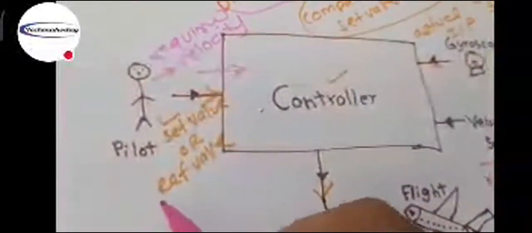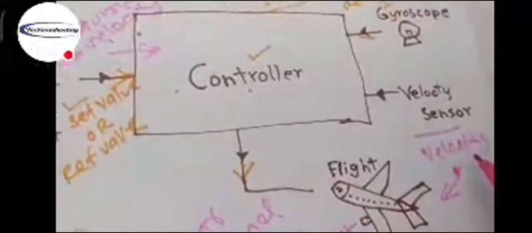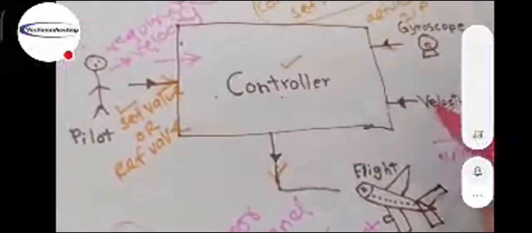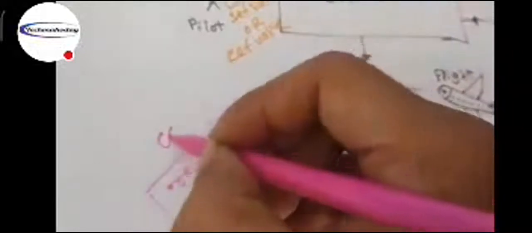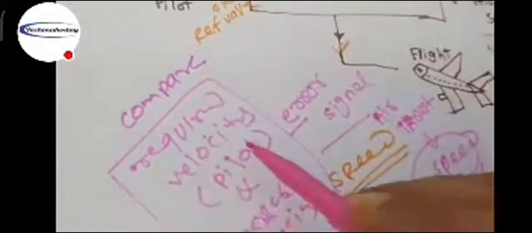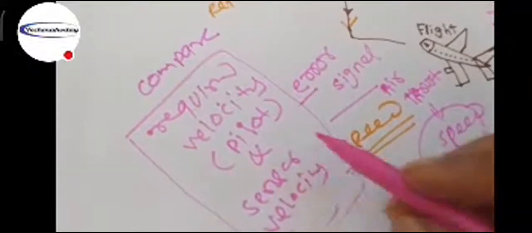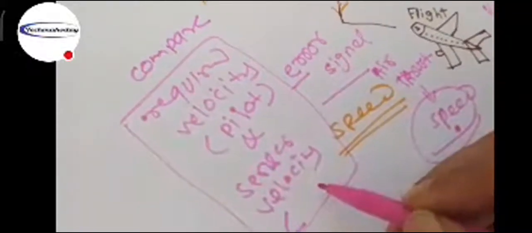Again here, the required velocity of the flight is set on the controller by the pilot. The required velocity is given to the controller, and the velocity sensor senses the actual velocity of the flight and gives it to the controller.